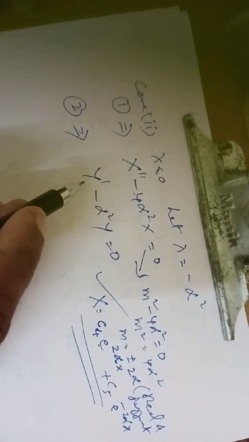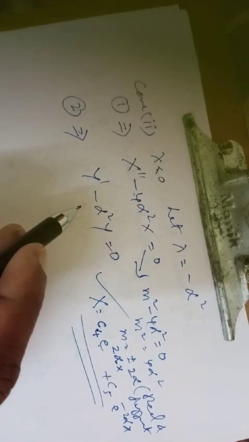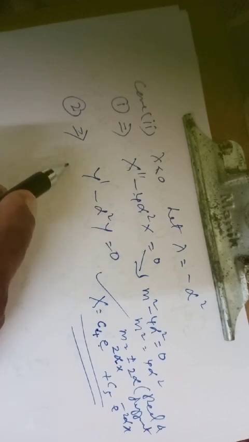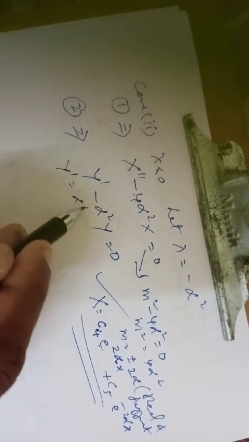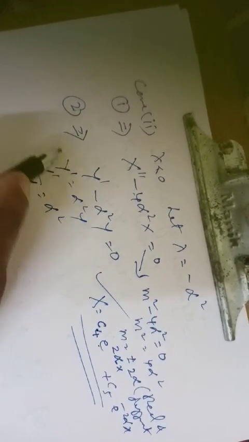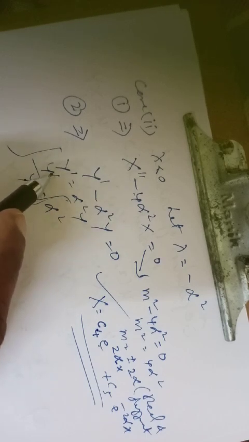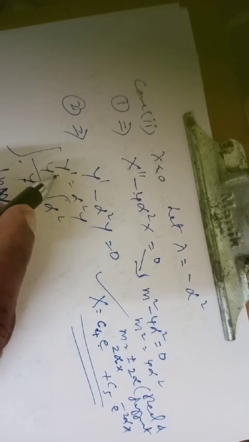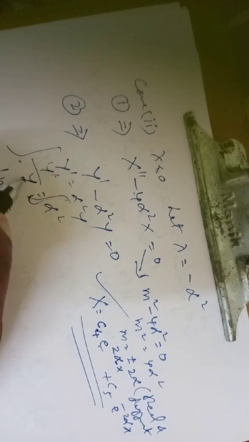Okay, thus we have got the value of x. And from this equation, y' minus alpha square y equal to 0, you can change it into y' is equal to alpha square y, and y'/y is equal to alpha square. Then integrating both sides, the integral of y'/y, where the numerator is the derivative of the denominator, is ln y. So ln y is equal to alpha square, which is a constant, integral with respect to y.